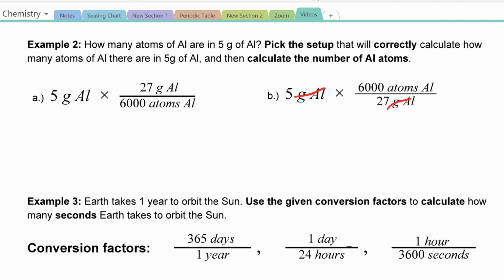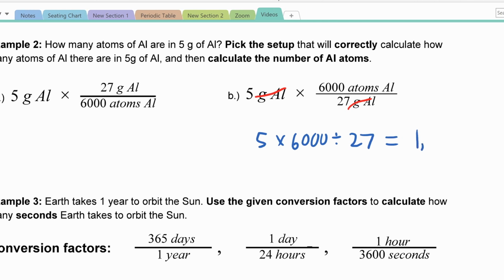The last thing we have to do is to calculate the result. Once again, we multiply everything in the numerators and divide that by everything in the denominators. In this case, it will be 5 times 6,000 divided by 27, and we should get around 1,100 atoms as our answer.